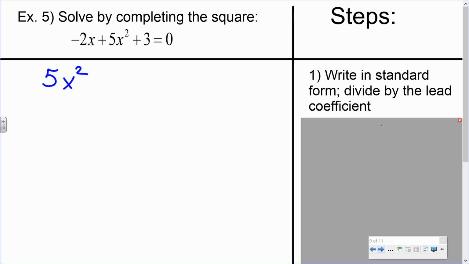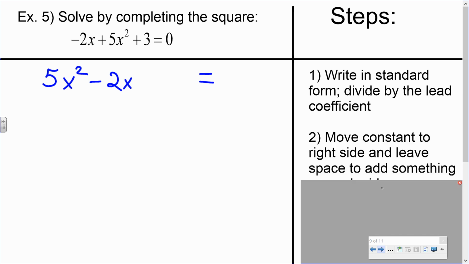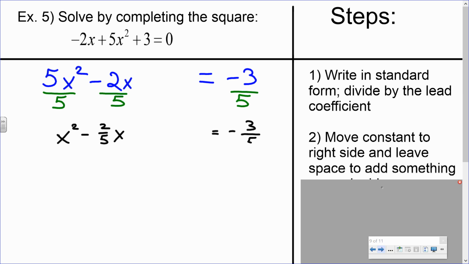So 5x squared minus 2x. And we also want the constants over on the right-hand side. So we're going to need a minus 3 over here. We just said we don't want to start with 5x squared. We want 1x squared, so we divide everything by 5. And then I'm going to write this just a little more neatly so we can see what we have. We have 1x squared minus 2/5 x equals negative 3/5.